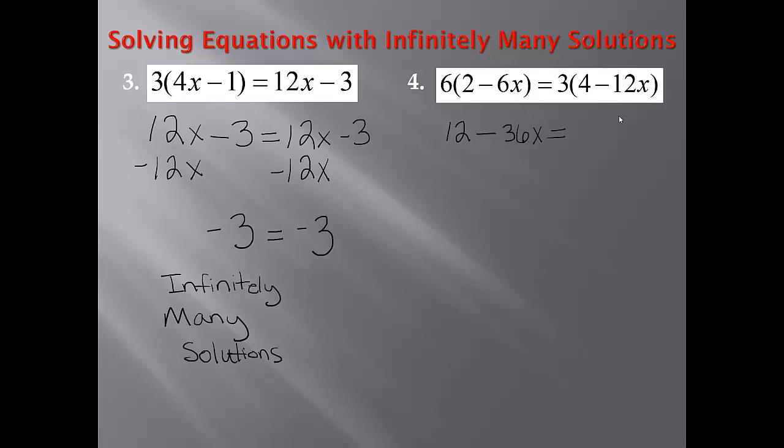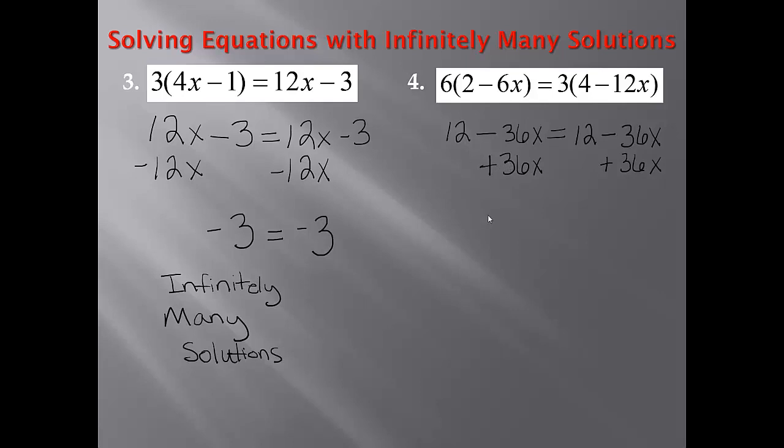And that would be equal to 3 times 4, which is 12. Then we have minus 3 times 12x, which is 36x. Now we can go ahead and add 36x to both sides, so we can eliminate it on the left-hand side.